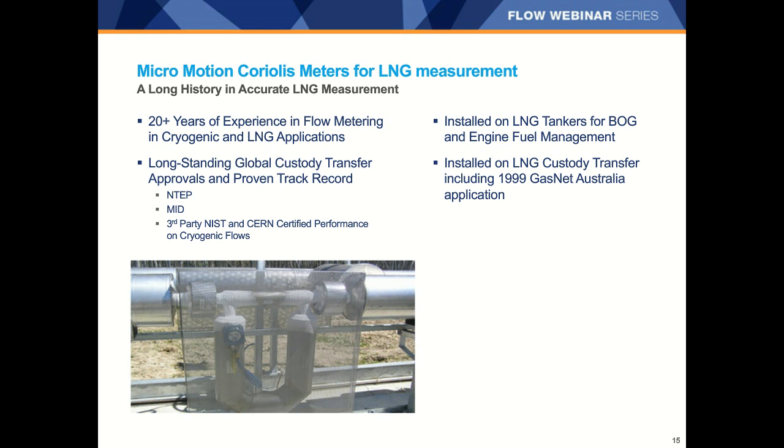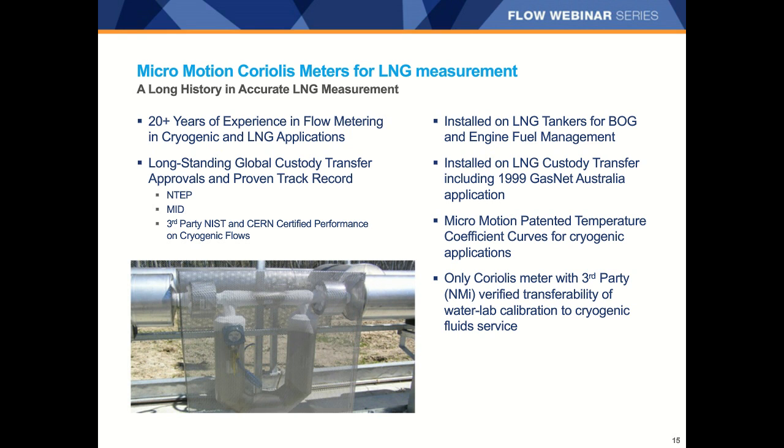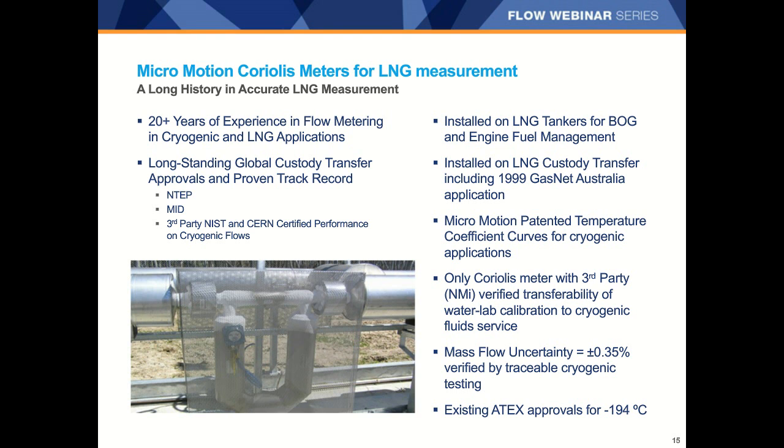Micro Motion Coriolis meters make use of special patented temperature correction algorithms to improve the accuracy in the cryogenic temperature range. There are third-party test reports that document that the calibration of Micro Motion Coriolis meters using water at ambient conditions, just like we do in our factory before shipping the meter, are valid for measuring LNG without any further adjustments. They have published accuracy of plus or minus 0.35% at cryogenic temperatures, and also ATEX safety approval down to minus 194 degrees centigrade.